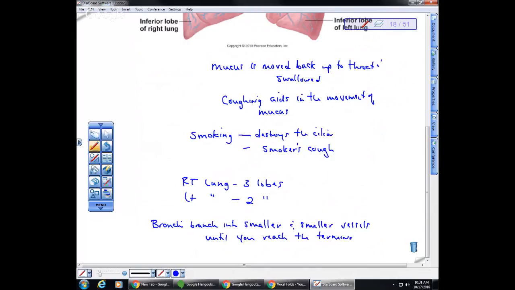So terminal bronchioles are the really small vessels, or air passages. You've seen this "-ole" before when we were talking about arterioles and venules, right? That just means small. So bronchioles are really small, and the terminal bronchioles are connected to the alveoli, right? So they are connected to the alveoli. So this would be a terminal bronchiole right there.